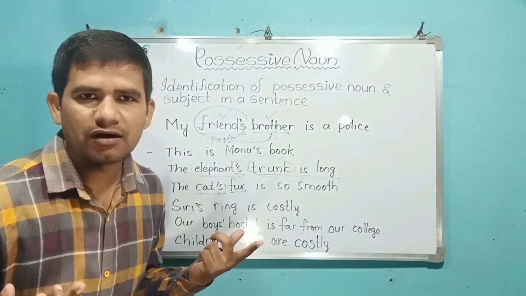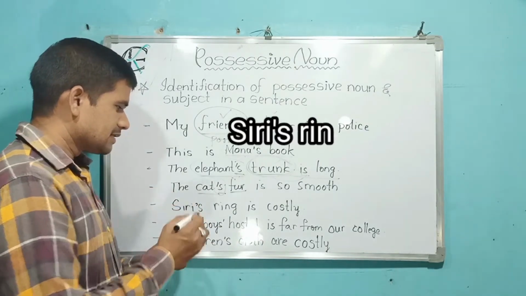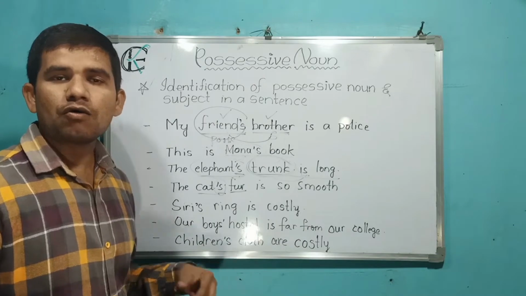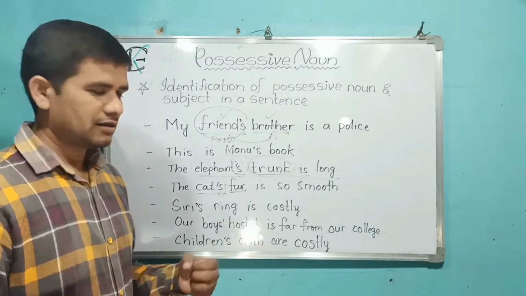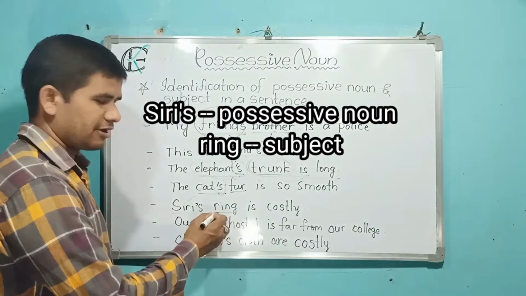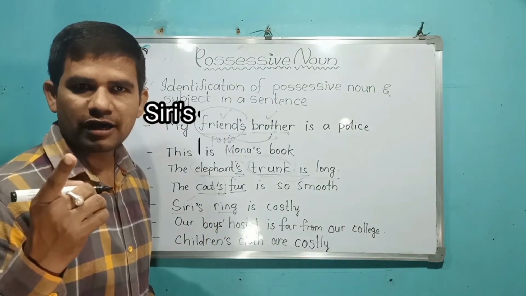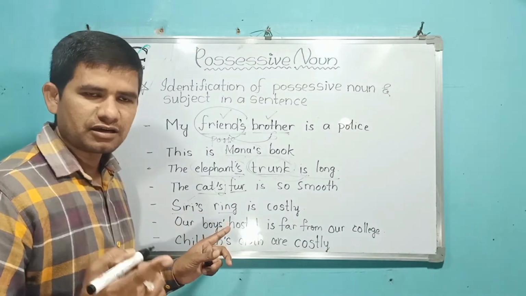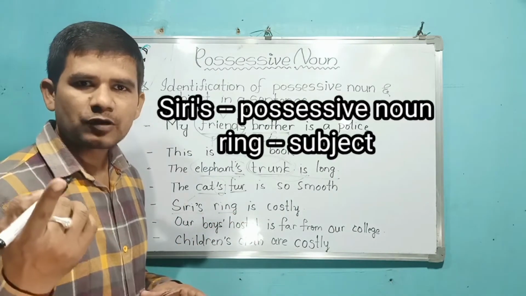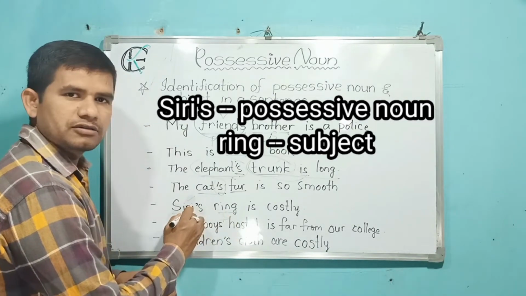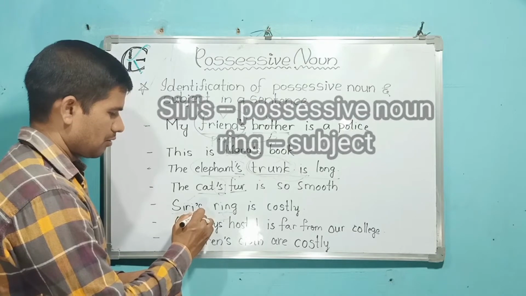the subject. Okay, then Siri's ring is costly. Whose ring is costly? Siri's. Yes, this is a possessive noun and ring is the subject. Here we are describing about what? Ring, isn't it? So here ring is costly and ring is the subject, and Siri's is the possessive noun.